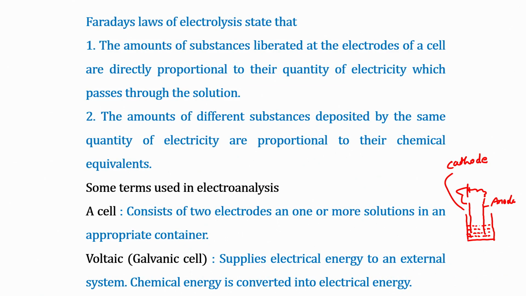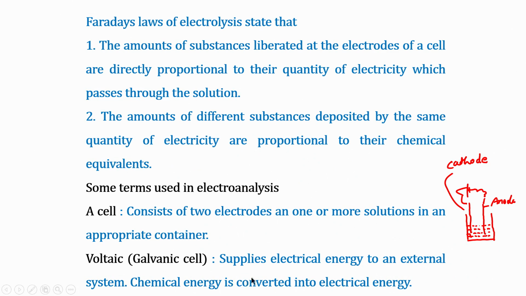Okay. So, the definition says you require two electrodes, and both electrodes may be in only one solution, or each electrode may be in different beakers, but connected from outside by external wiring. Now, we define what is known as a voltaic cell.